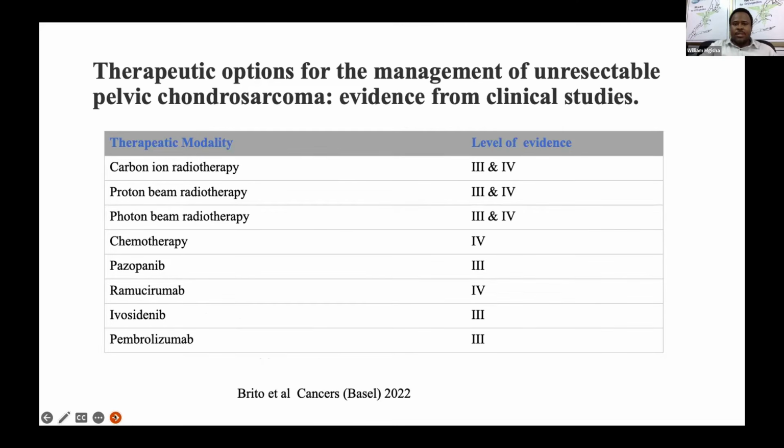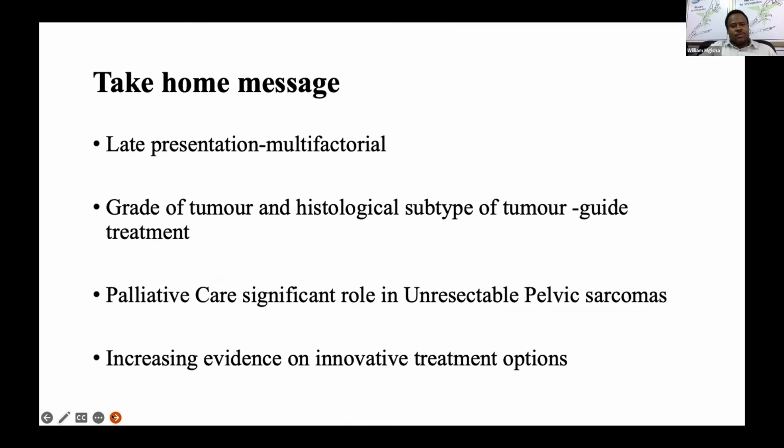This is the emphasis in this patient: with delayed pelvic sarcomas, we should not condemn these patients to death. The quality of life will still be improved. This is the message of this presentation. Late presentation in our setting is multifactorial, but the grade of tumor and histological subtype will guide the treatment. Palliative care has a significant role in unresectable pelvic sarcomas, but there's also increasing evidence on innovative treatment options, even in late presentation of pelvic sarcomas. Thank you very much.